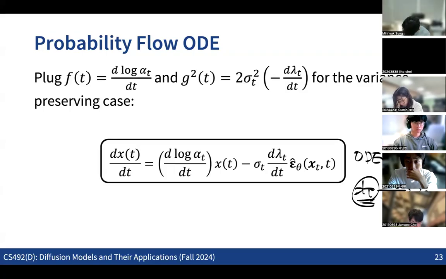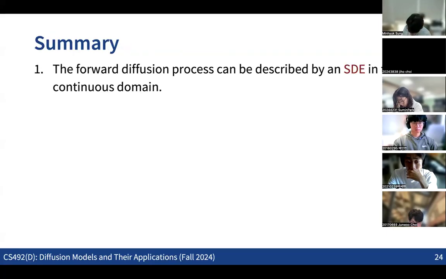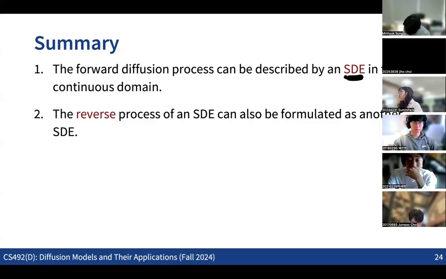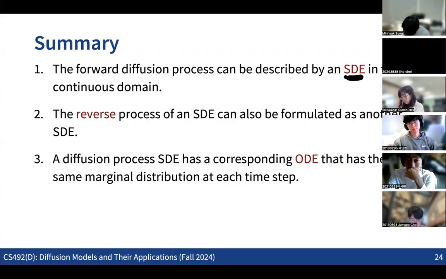So a quick summary at this point is that for the general form of the diffusion model, we can find an SDE that describes the full process in the continuous space. So that's the first thing, right? And the good thing is that the reverse process can also be formulated with another SDE. Okay? And for all the SDEs describing the diffusion process, we can also find the corresponding ODE that matches the marginal distribution at each of the time steps.